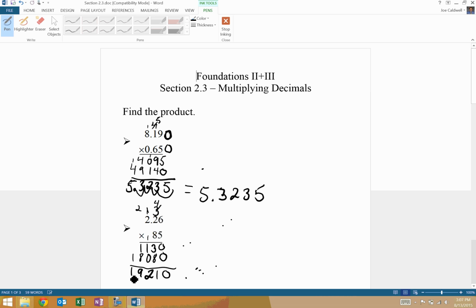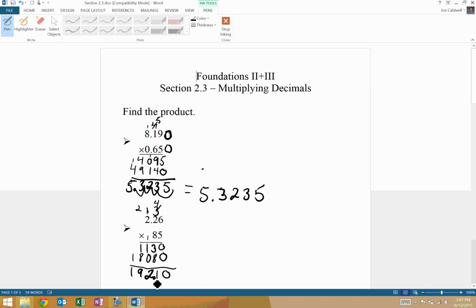How many decimal places? Well, there's all this mess here. There's only 2 decimal places behind the 2, and there's none behind that 85. So there's only 2. So that means I'm going to swoop over 1, 2, and put my decimal, 192.